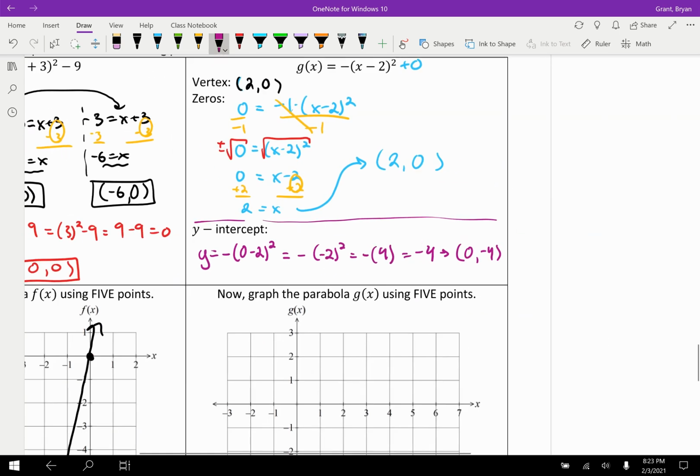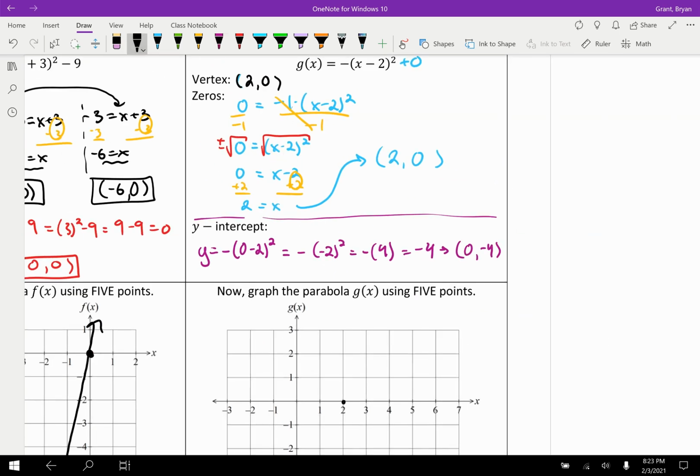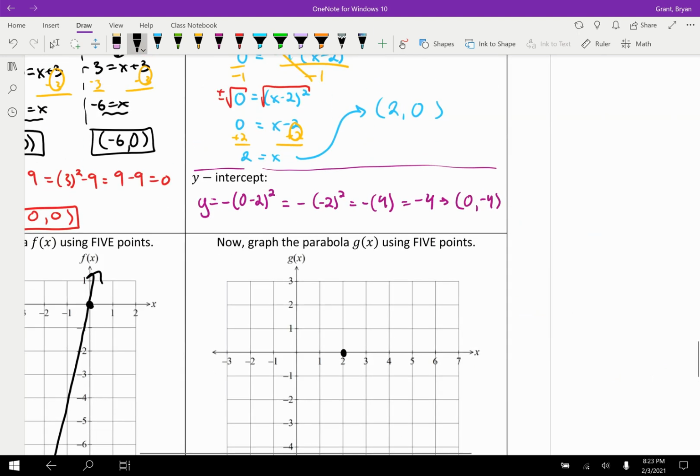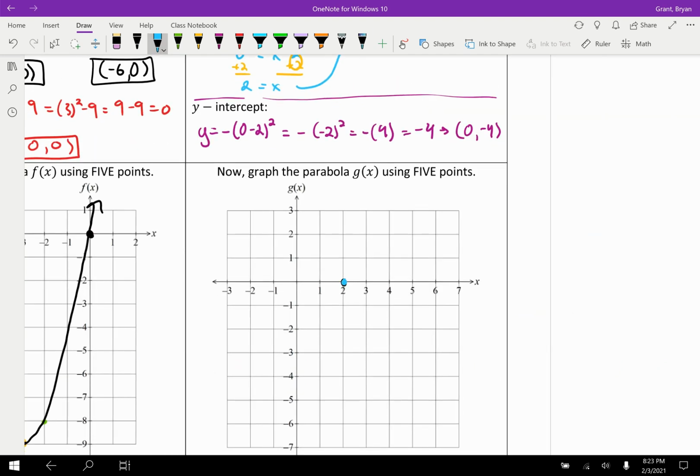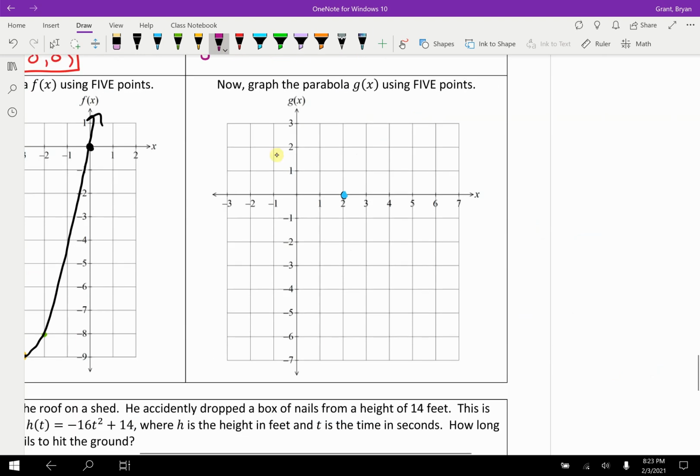Let's get this graphed. The vertex, 2, 0. The y-intercept, oh wait, the vertex is 2, 0, and the x-intercept is also 2, 0. That's weird. They're in the same spot, but that can happen. Y-intercept, 0, negative 4. Let's use the line of symmetry. If this is the vertex, then we can kind of see, and I'm going to erase this, that the shape of our parabola is going to look like this, but that's going to help us find one more point. We can see 2 to the left and also 2 to the right.